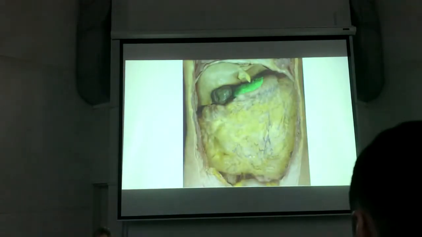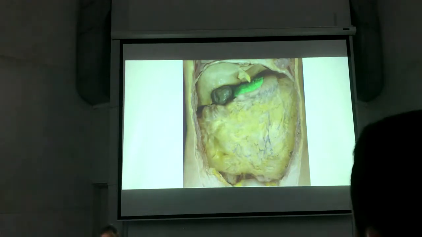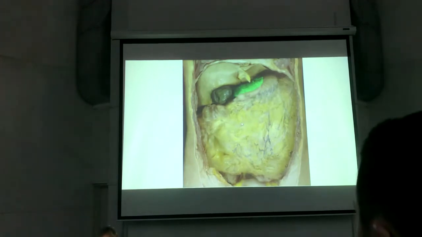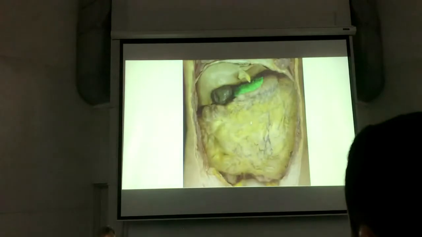This is a cadaveric image where you can see that when everything was arranged, it's covered by an apron. This is called the greater omentum. We will come to the story of the greater omentum. This is the stomach, and this is the liver, this is the gallbladder, and this green structure is two layers of peritoneum between the stomach and liver. Okay? It is this one here, and it is called the lesser omentum.